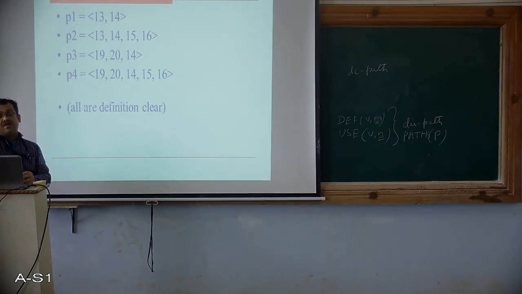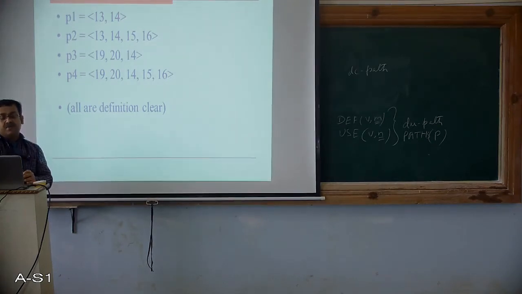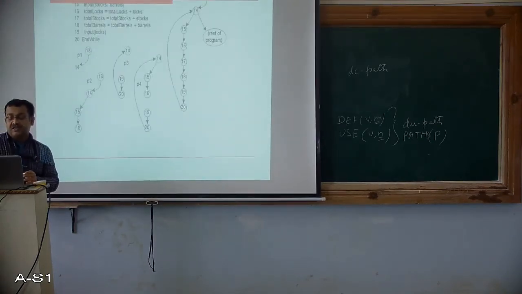Now the define-use path, that is the DU path, for logs. For logs, there are 4 DU paths which we are identifying. All are definition clear also, so they are both DU paths as well as DC paths, that is, definition clear paths. Which are the define-use paths here? P1, P2, P3, P4.